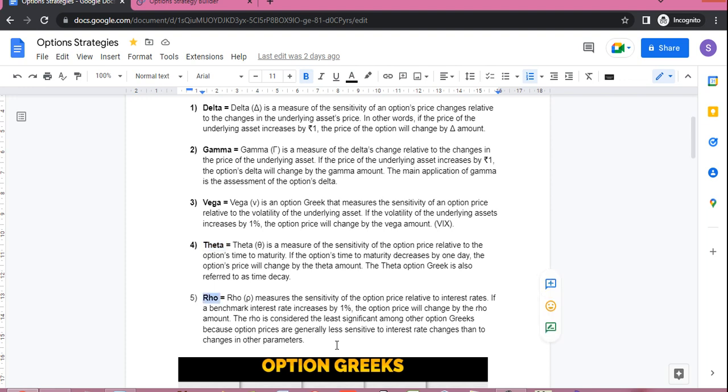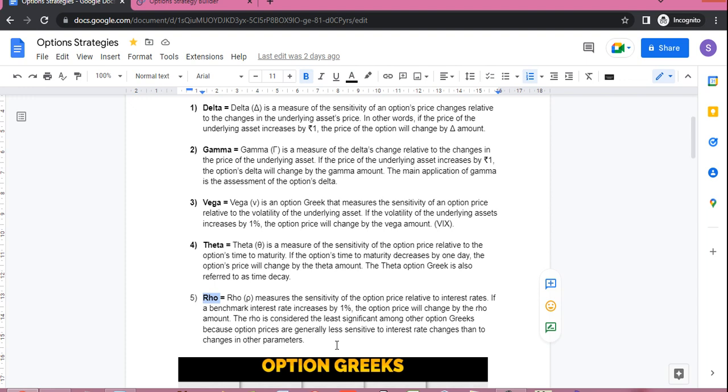Next, rho. Rho measures the sensitivity of an option's price relative to the interest rate. If a benchmark interest rate increases by 1%, the option price will change by the rho amount. The rho is considered the least significant among other option Greeks because option prices are generally less sensitive to the interest rate changes than to changes in other parameters.